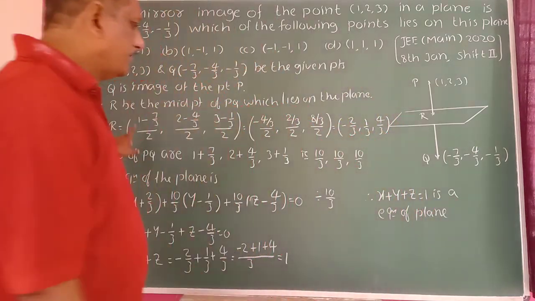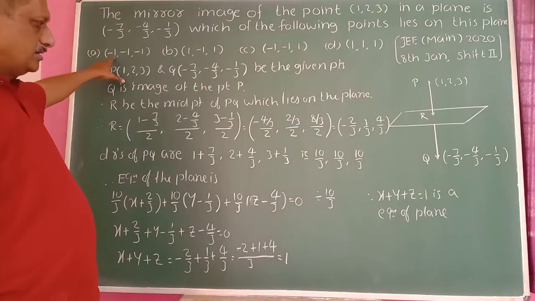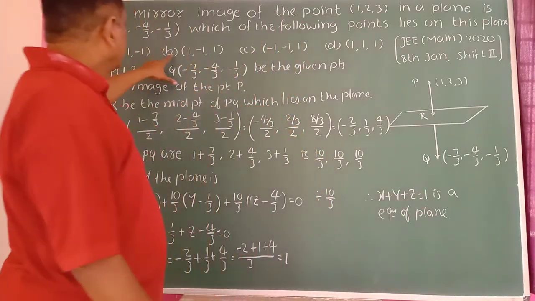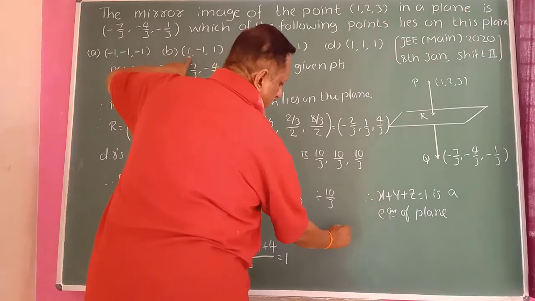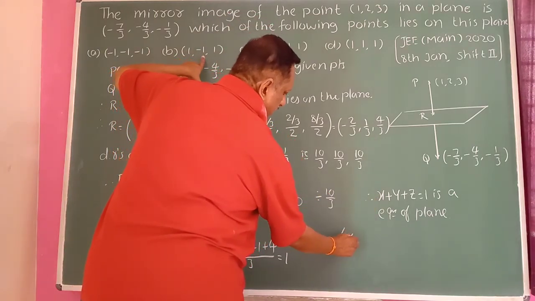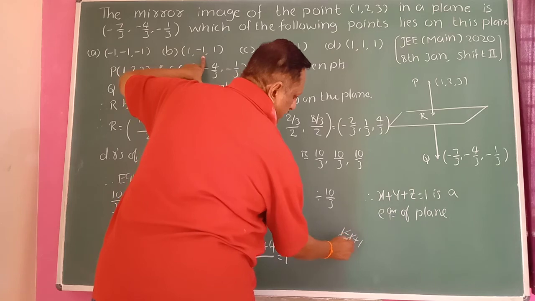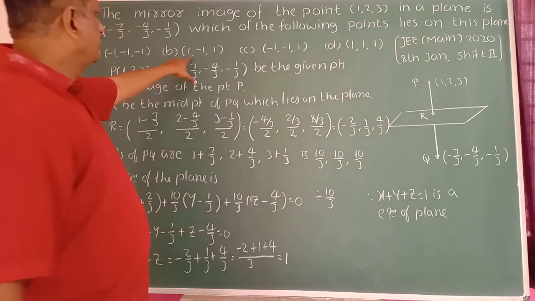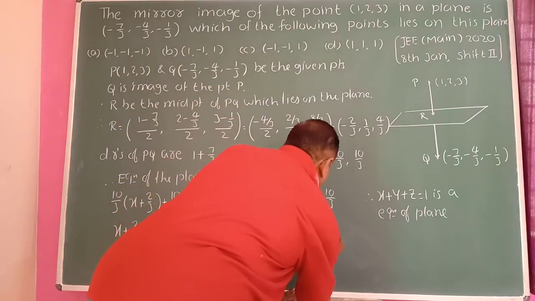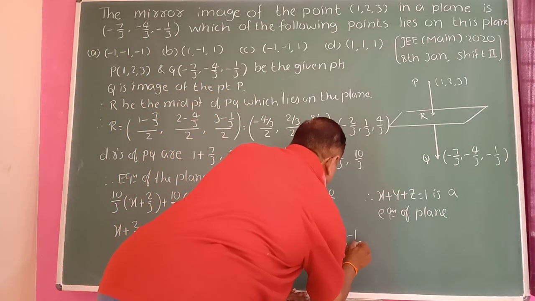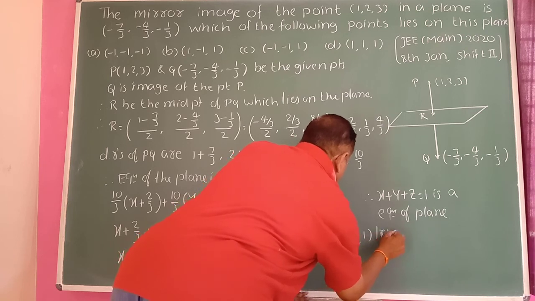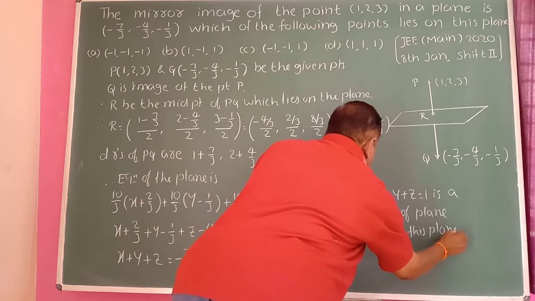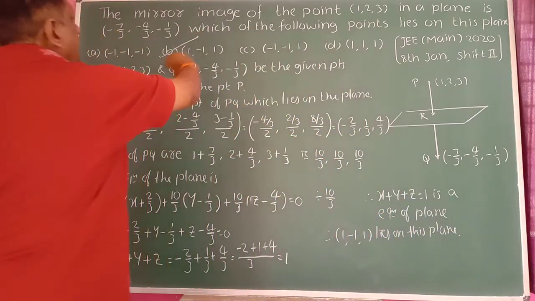Therefore, reject options by trying one by one. Put x value minus 1, y value minus 1, z value minus 1 here. LHS is not equal to RHS. Put x value 1, then y value minus 1 and z value plus 1. Minus 1 plus 1 cancels, the remaining is 1. Hence the equation is satisfied. This point lies on the plane. Therefore the point (1, minus 1, 1) lies on this plane. So B is the correct option.